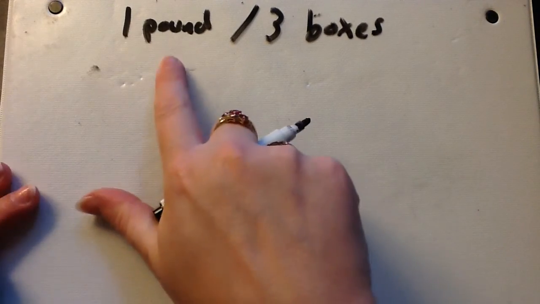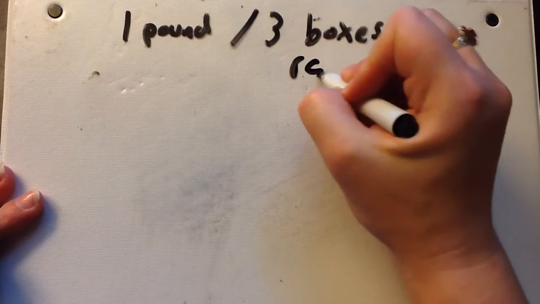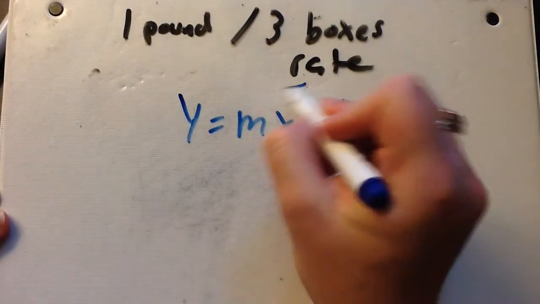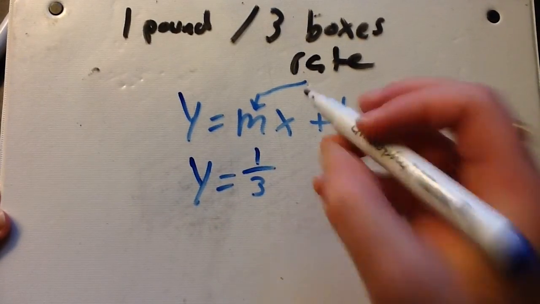So because this is a per statement, like 1 pound per every 3 boxes, this is a rate. Whenever we're given a rate, that's when you're going to want to use slope-intercept form, since rate's the same as slope. In which case, that is going to go right in for M. So 1 pound for 3 boxes.